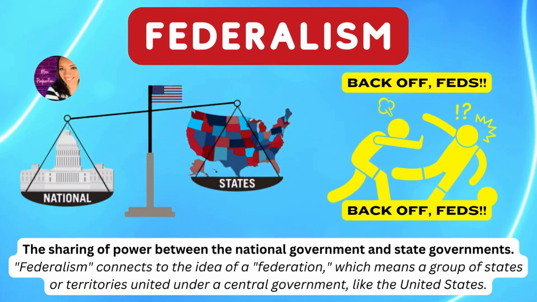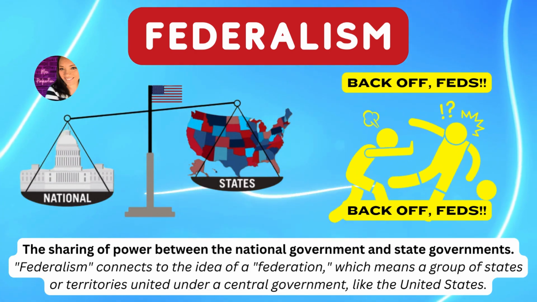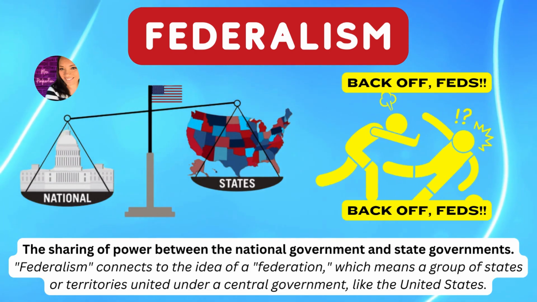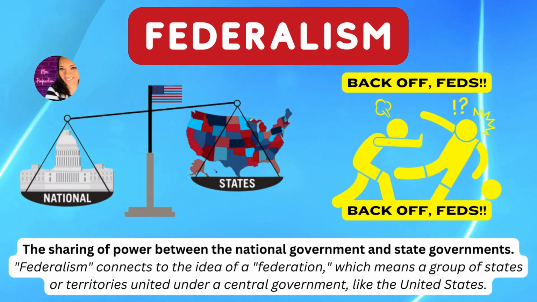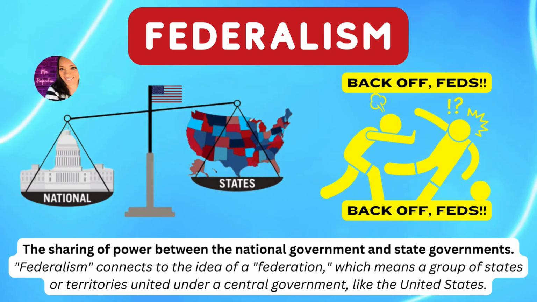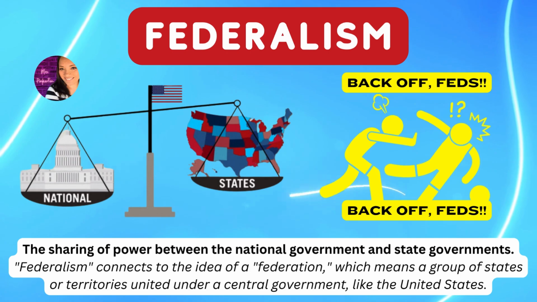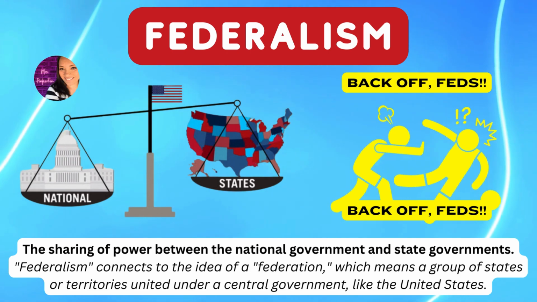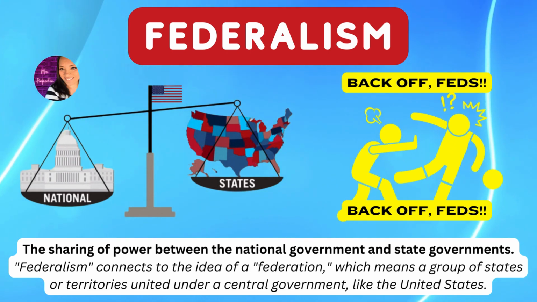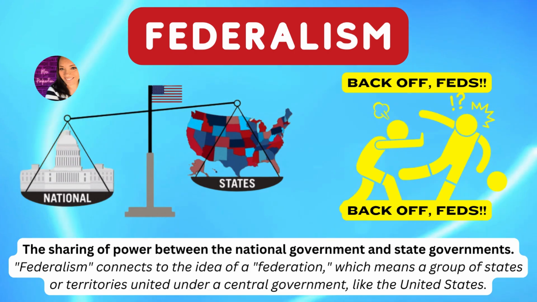An easy way to remember this is think of federalism as in back off feds. So, who has the power? The states. So, once again, back off feds, states have rights too. This is also connected to the 10th Amendment. Please remember that. Once again, federalism is protected by the 10th Amendment.